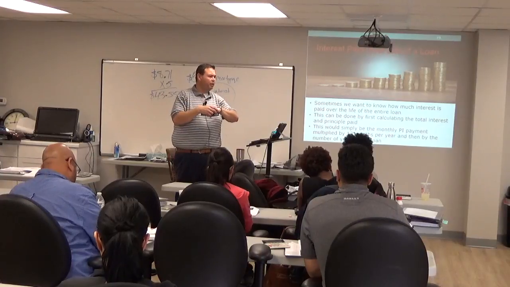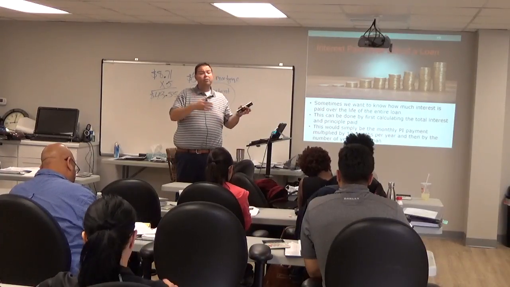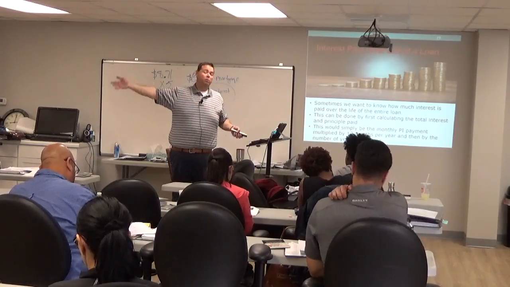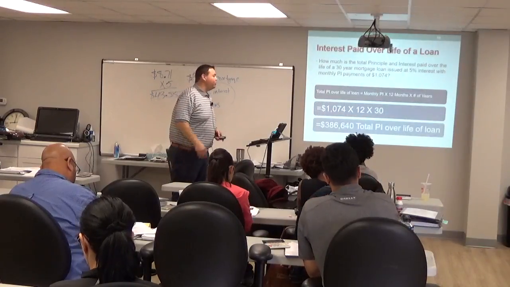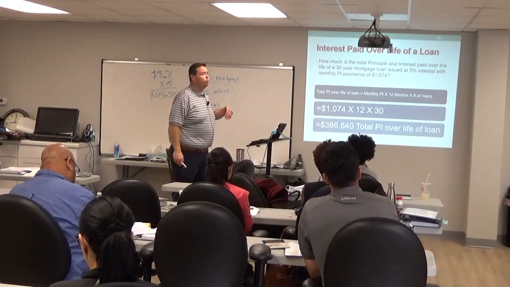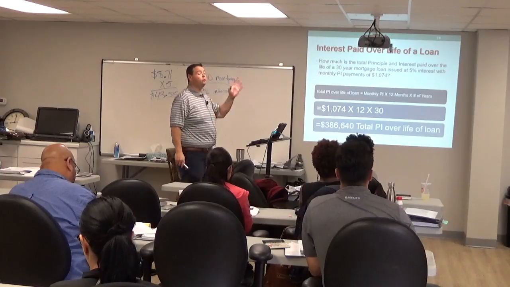Does that make sense for everybody? You know how much you're paying monthly, so just take that out to yearly, and then multiply times the number of years, and that'll give you the total paid over the life of the loan for interest and principal.